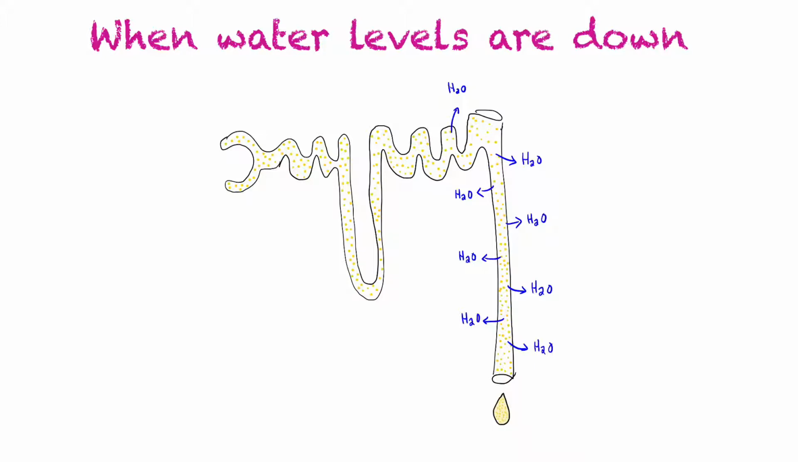So there are a variety of reasons why fluid levels might be down. One of them could be we've been exercising. So if we exercise, we lose water through sweating, so we need to replace that water. Overheating will lead to water loss through sweating, so we need to replace that water.